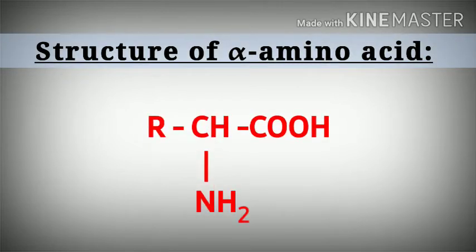Both the amine group and the carboxyl group are attached to the alpha carbon, which is an unsymmetrical carbon. It is because this carbon has four different groups attached to it, which are NH2, COOH, H, and R. Different alpha amino acids have different kinds of R, that is the R side chain here, which attributes special characteristics to each of the amino acids.